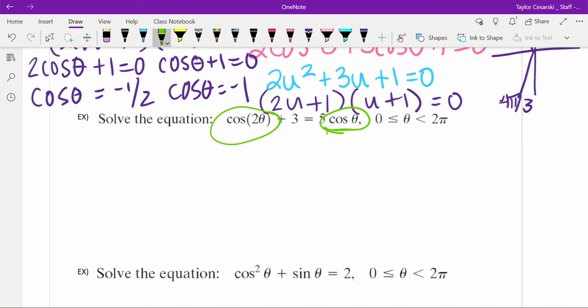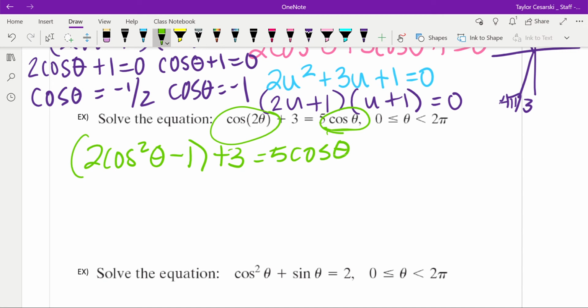So I'm going to choose to rewrite cosine of theta as 2 cosine squared of theta minus 1, because I have that cosine of theta on the other side, and I don't want to include sine anywhere. That's not going to help me out. So plus 3 equals 5 cosine of theta. All right, again, I'm going to get everything on one side. So 2 cosine squared of theta minus 5 cosine of theta, to get everything on the left, plus 2 equals 0.